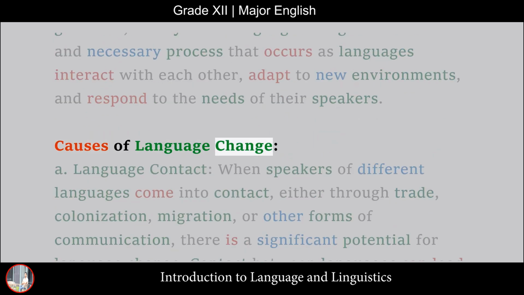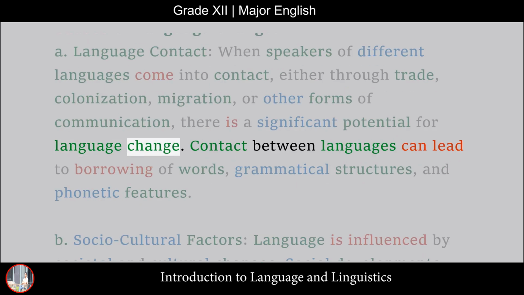Causes of language change. A. Language contact. When speakers of different languages come into contact, either through trade, colonization, migration, or other forms of communication, there is a significant potential for language change. Contact between languages can lead to borrowing of words, grammatical structures, and phonetic features.